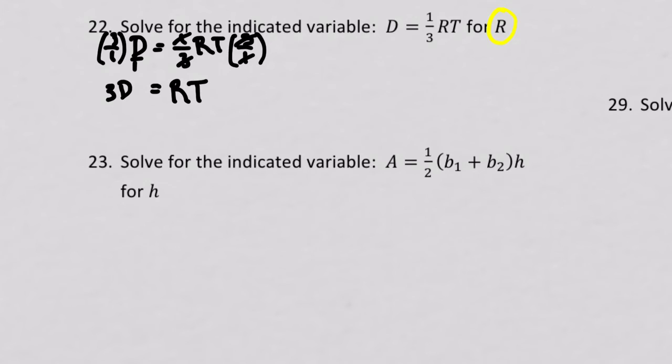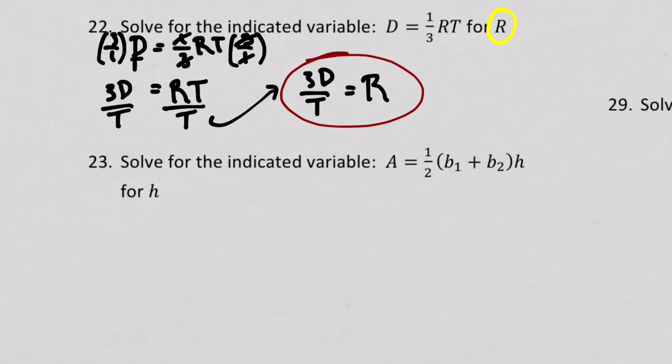Last step, I want to isolate the R. Remember, the goal is to isolate the R, so I need to get rid of T. So divide by T. And there you go. I'm going to write the answer here. 3D over T is equal to R. That's your final answer there.